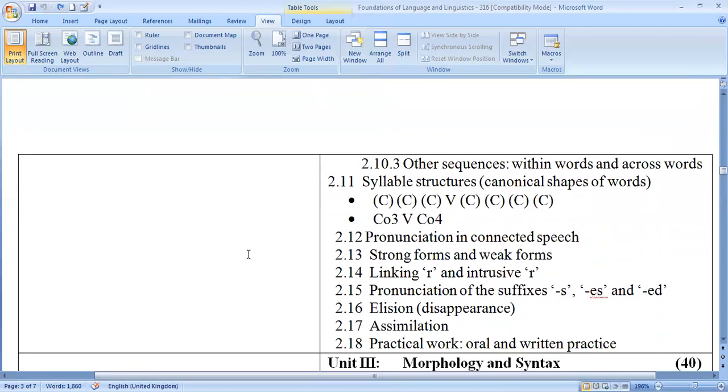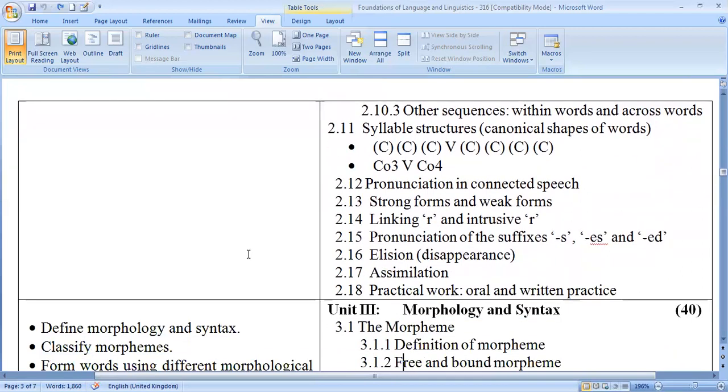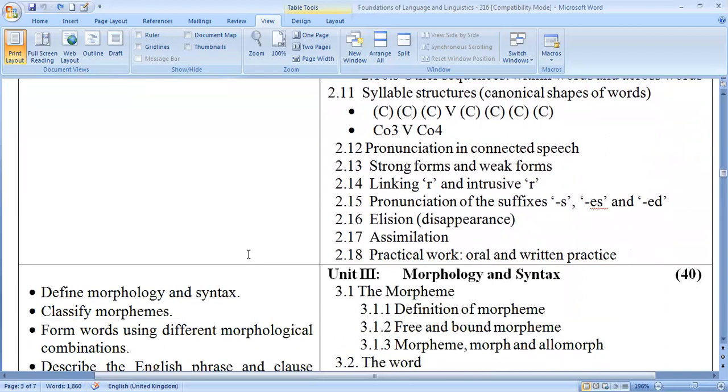Practical work and oral and written practice have to be learned. Then in the third unit, morphology and syntax. Then under this unit, there is the morpheme. What is a morpheme? Definition of morpheme: free and bound morpheme. Students, for your kind information, I have already made a video on that, the definition of morpheme and its various types. You can go there.